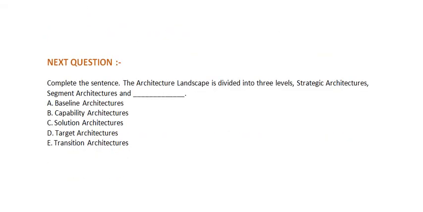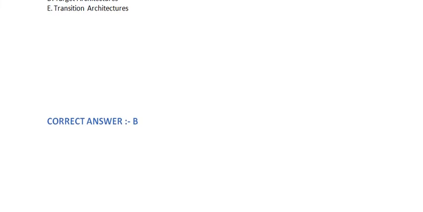Next question is, complete the sentence. The architecture landscape is divided into three levels: strategic architectures, segment architectures, and option A, baseline architectures. Option B, capability architectures. Option C, solution architectures. Option D, target architectures. And option E, transition architectures. The correct answer is option B.